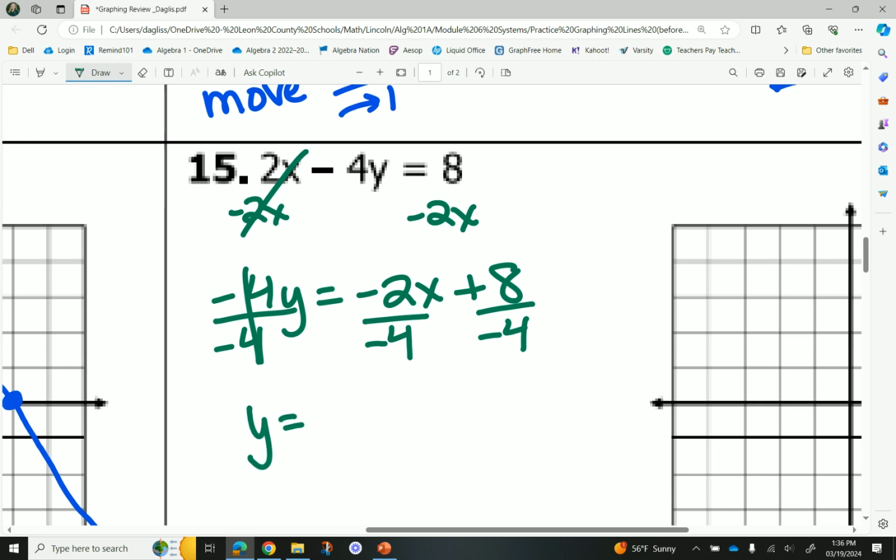Alright, so y equals, what is negative 2 over negative 4? It simplifies. Positive 1/2. Negative over negative is positive. 2 over 4 becomes 1 over 2. How about 8 divided by negative 4? Negative 2.